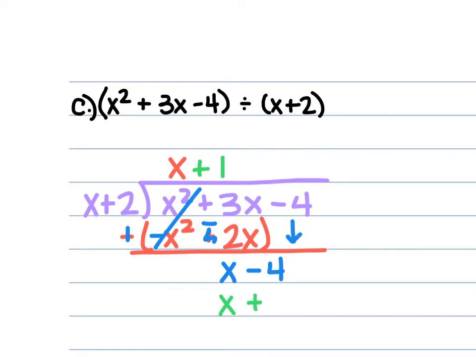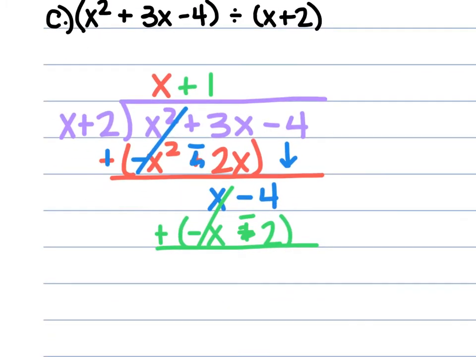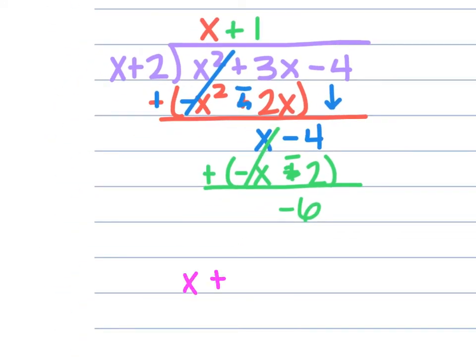We have x plus 2 underneath the x minus 4. We're going to subtract them. The x's cancel out, and negative 4 minus 2 is negative 6. So our answer here is x plus 1 plus negative 6 over x plus 2.